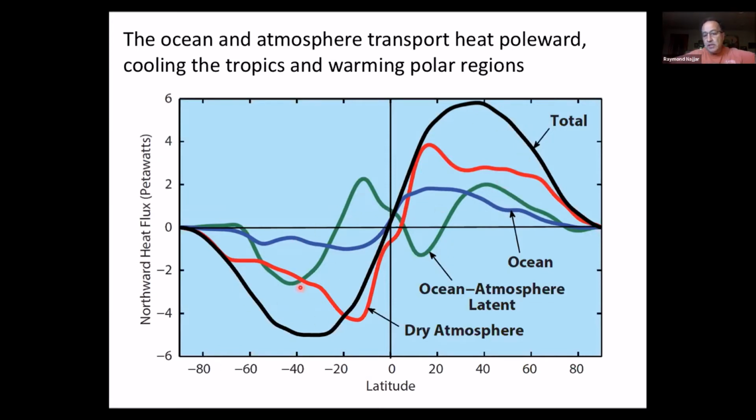They're transporting heat poleward. So what that does is that cools off the tropics, which are already hot, and warms up the poles, which are cold. So that's another moderating influence of the ocean and the atmosphere, by the way, on the climate. You see the atmosphere is actually in some ways a more effective transporter of heat, but the ocean plays a very, very important role in this.